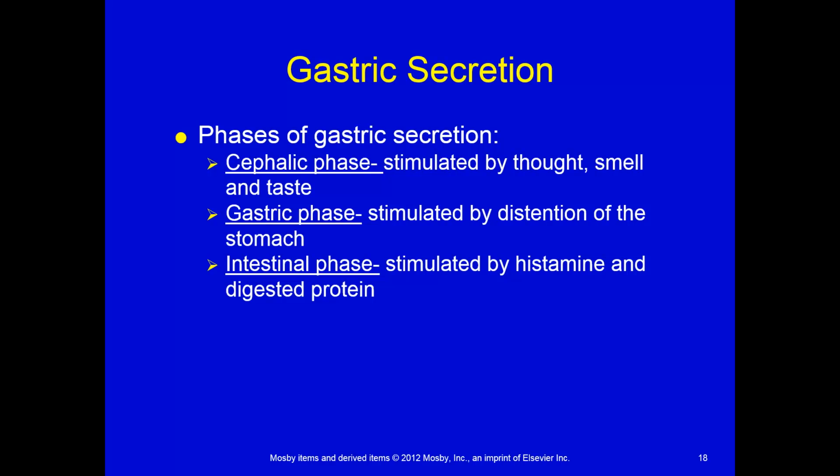The gastric phase is then stimulated by the distension of the stomach. So again, as you put that bolus of food into the stomach and it stretches and feels that distension, it's going to increase the secretion of those important liquids. And then the intestinal phase is stimulated by histamine and digested proteins. So there is a little bit more gastric secretion and digestion that occurs even once you get out of the stomach and into the duodenal part of the small intestine, with the movement of the chyme through the GI tract.